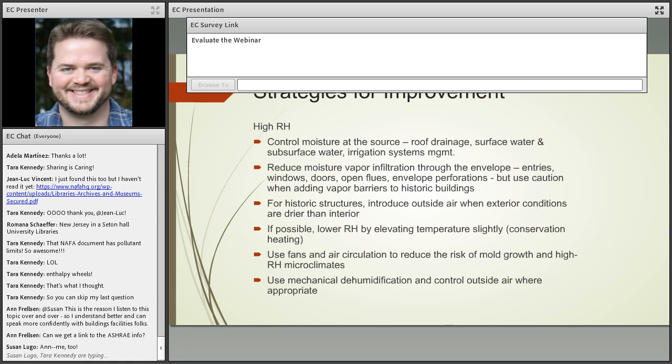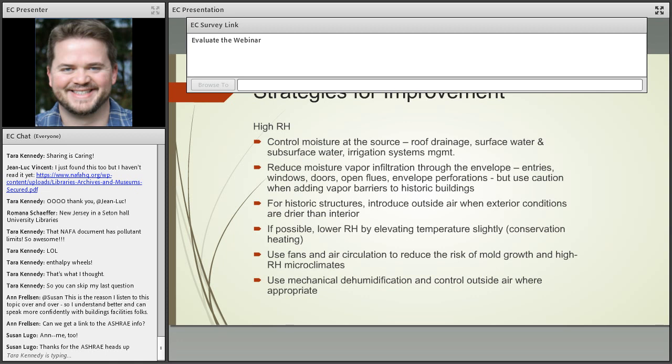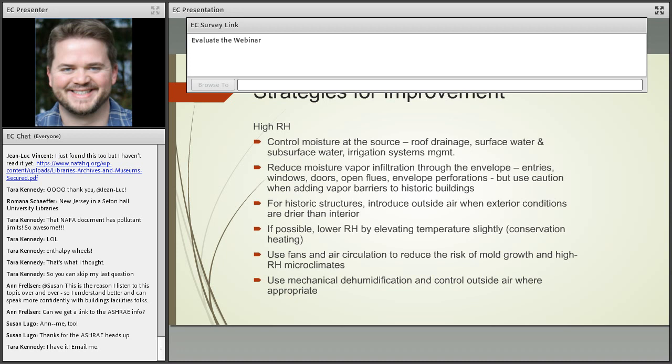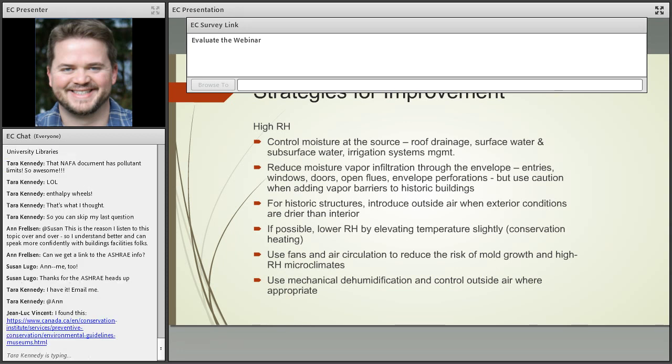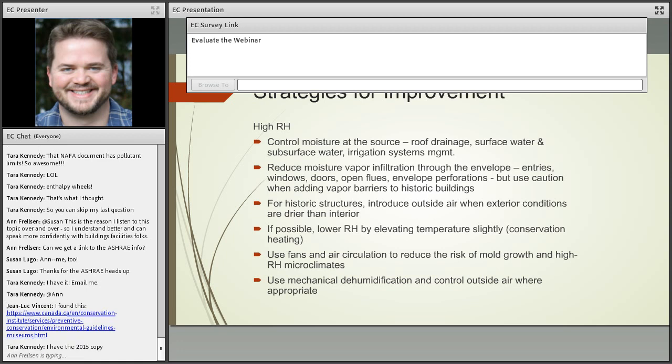Jeremy, we've had a couple of calls for that link if you have that available. Yep. Anne and Susan, for the ASHRAE information, unfortunately there's not a link that I can send you yet. It's right now in the final stages of being rewritten. It still has to go for submission to ASHRAE, and publication will be summer of 2019.